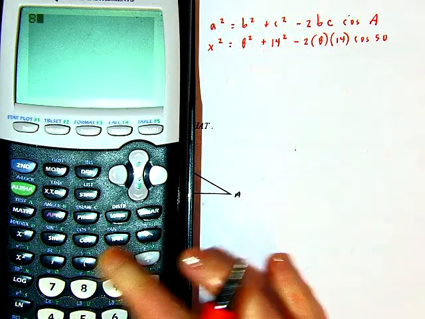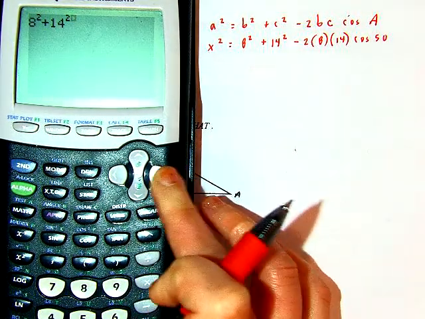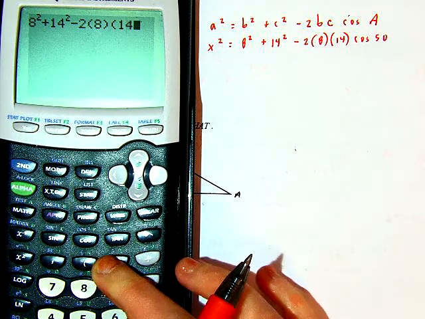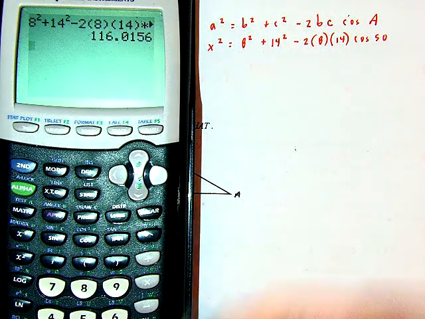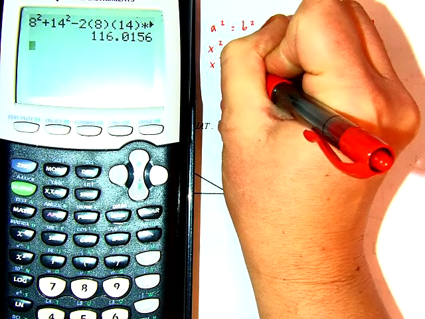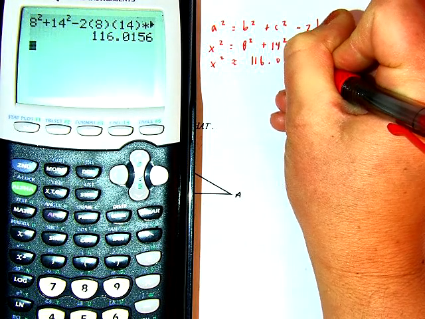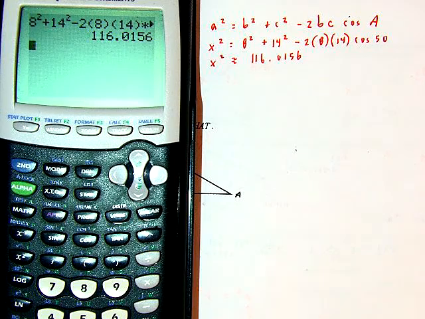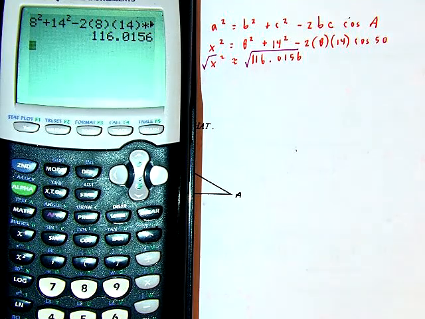All right, so I have 8 squared plus 14 squared minus 2 times 8 times 14 times cosine 50. All right, so I have x squared is about, I'm still going 4 decimal spots, so 116.0156. And then all I'm doing here is I'm solving by taking the square root. So square root of each side. So if I build off of what's in my calculator, this will be more precise.